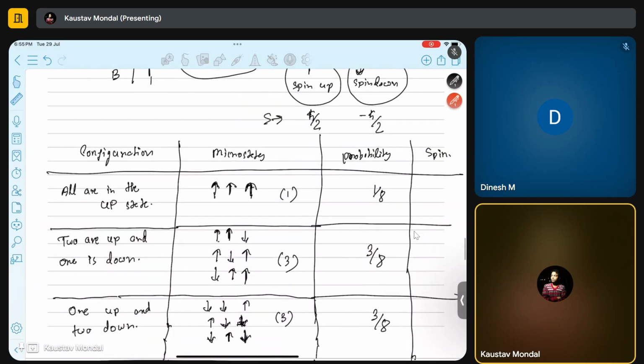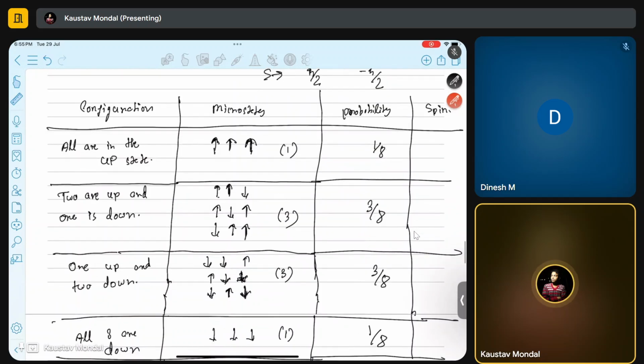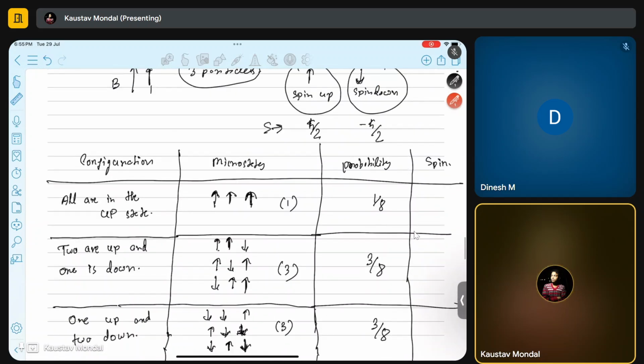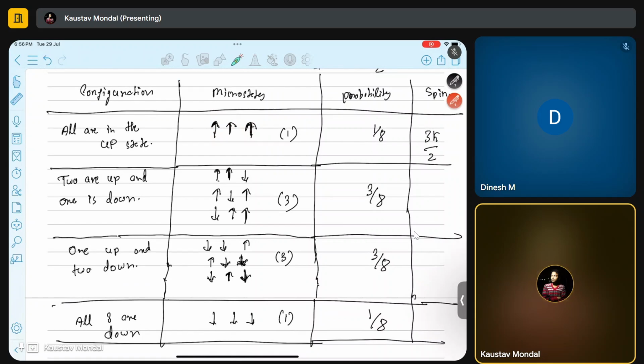So when all the particles are in spin up state, its spin value would be 3 h cut by 2, right? h cut by 2, h cut by 2, this having h cut by 2, this having h cut by 2. So total spin would be 3 h cut by 2. In this configuration, 2 having upward, 1 having downward, that means h cut by 2 plus h cut by 2 minus h cut by 2, because one spin is down here.